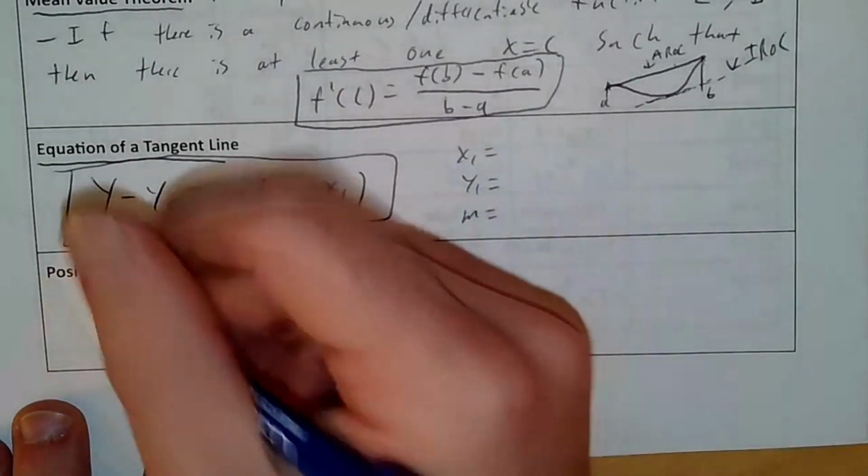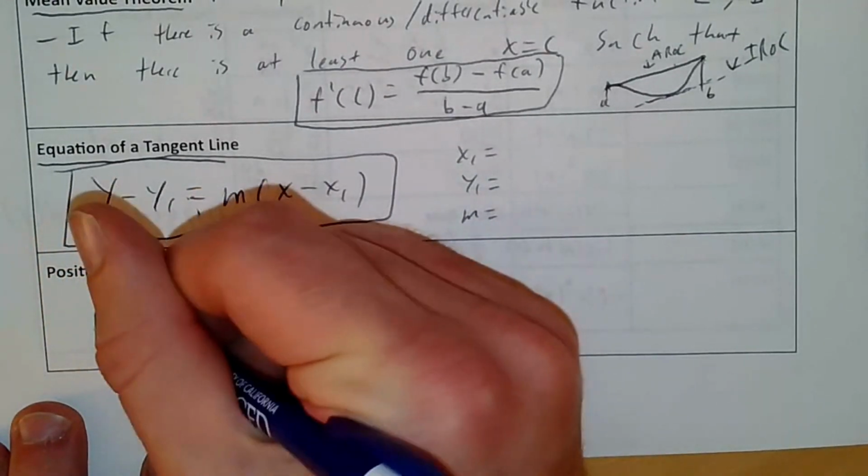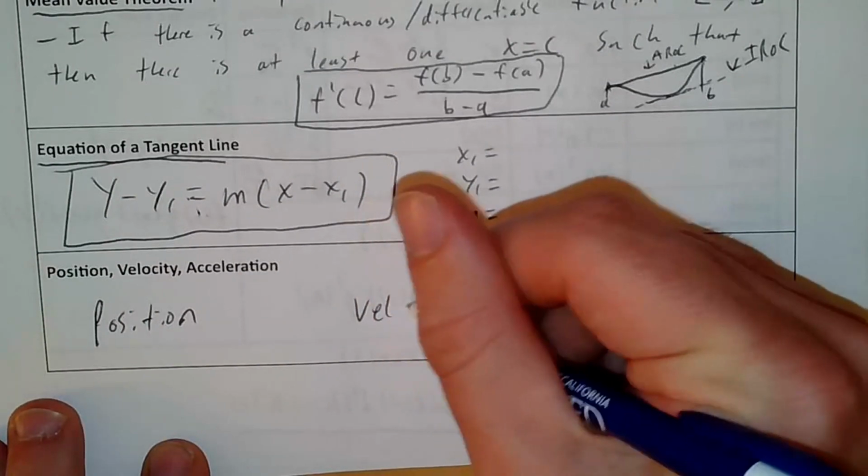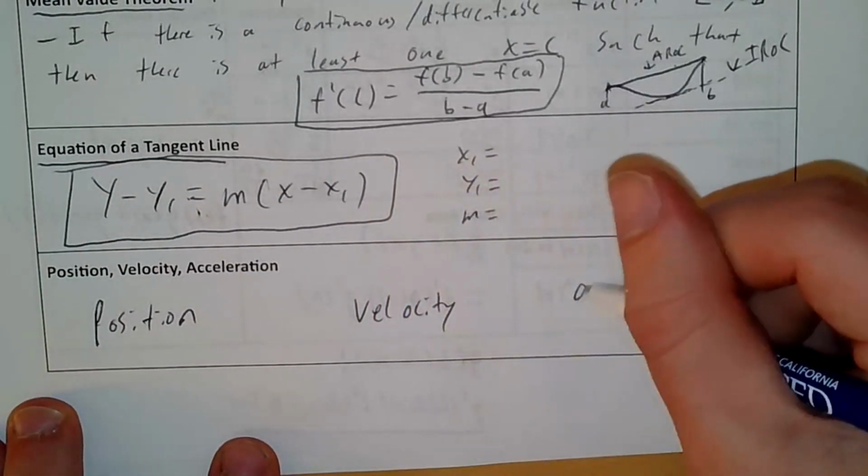Okay. Position, acceleration, velocity. Okay. So this, again, is just a review. We've done this before, like the equation of a tangent line, but you have position, you have velocity, you have acceleration.